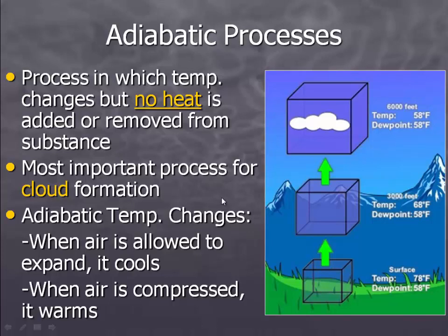Adiabatic temperature changes are linear. When air expands, it cools. As we lift a parcel of air from the surface to aloft, the temperature will decrease because we're going higher up in the atmosphere, but the volume will also increase. So when air is cooling, it will expand, and when it is warming, it will compress.